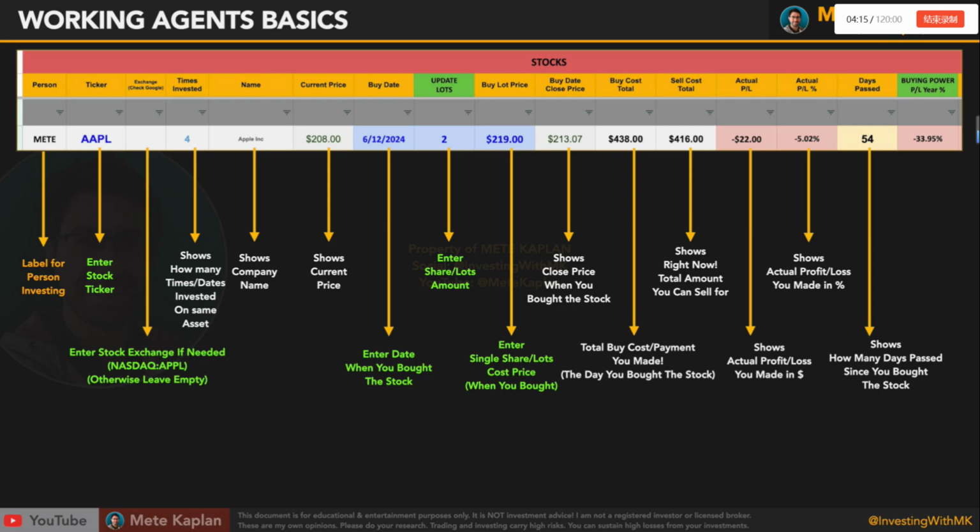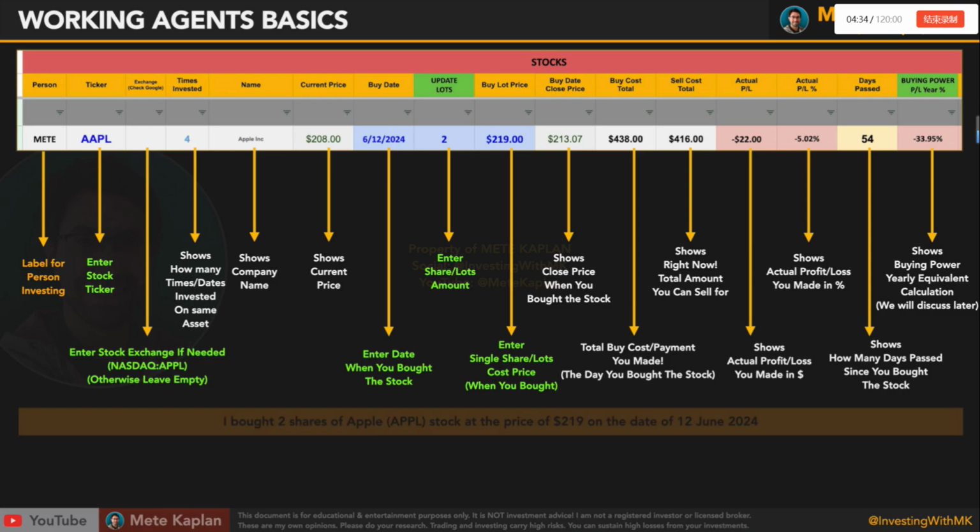Since 12 June 2024, 54 days have passed. Remember, days passed are extremely important for us. It is the core of the working agent system. Lastly, a calculation of the buying power, which we will discuss later on.